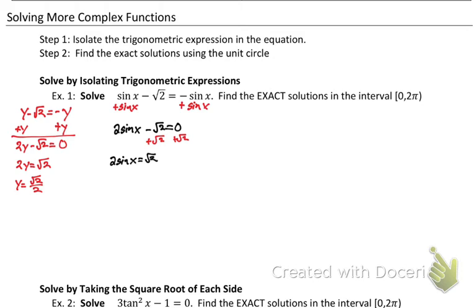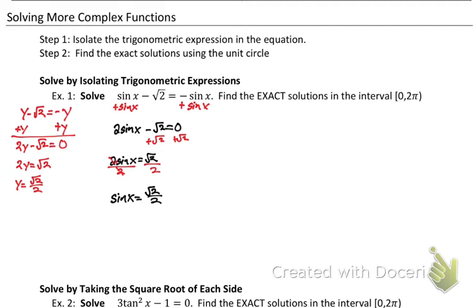Now I'm going to divide both sides by 2. Remember, this is linked together by multiplication. 2 times sine of x. The 2's would cancel out. I would then have sine x equals square root of 2 over 2.